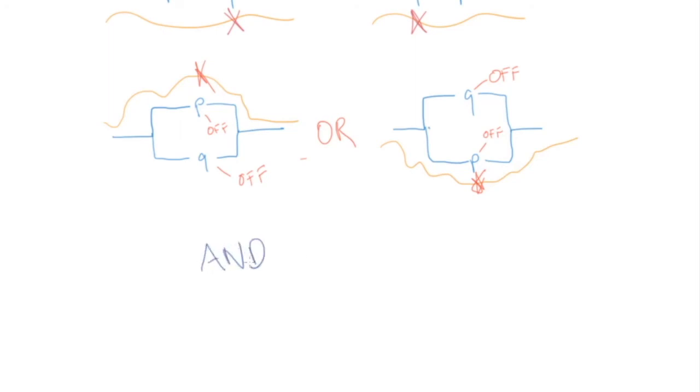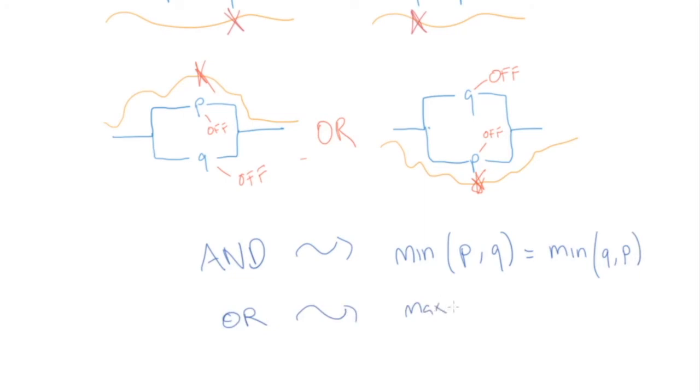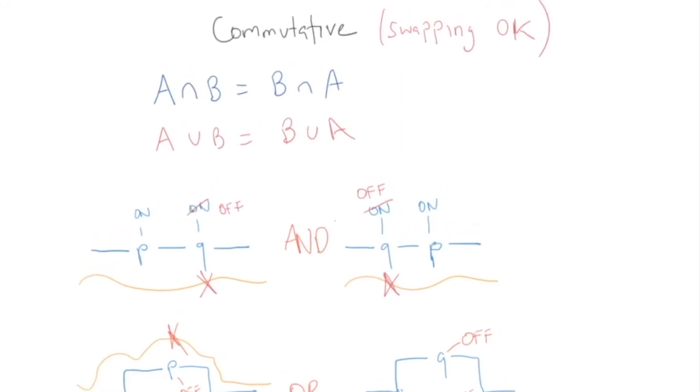Now, you can probably see why. So remember that AND corresponds to the minimum value of P and Q. But the minimum value of P and Q is exactly the same as the minimum value of Q and P. Likewise, OR, which corresponds to the maximum value of P and Q, is just the same thing as the maximum value of Q and P. It doesn't matter what order P and Q are in, the maximum value is going to be the same whatever order they're in. So this is giving you some idea of how the commutative rule, the rule that says that swapping the order of P and Q is fine, holds when we talk about logic, when we talk about circuits, and when we talk about set theory.